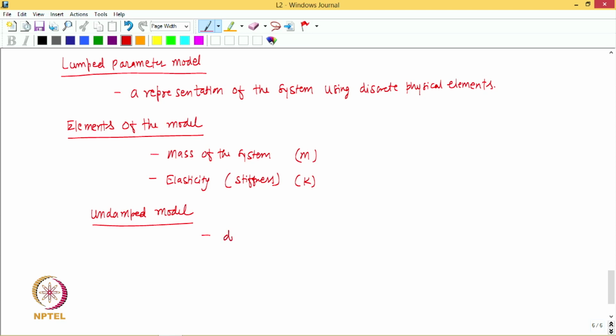The description in terms of mass and stiffness. It could be in terms of more masses and stiffnesses, if there are more masses and stiffnesses being used to represent the system.